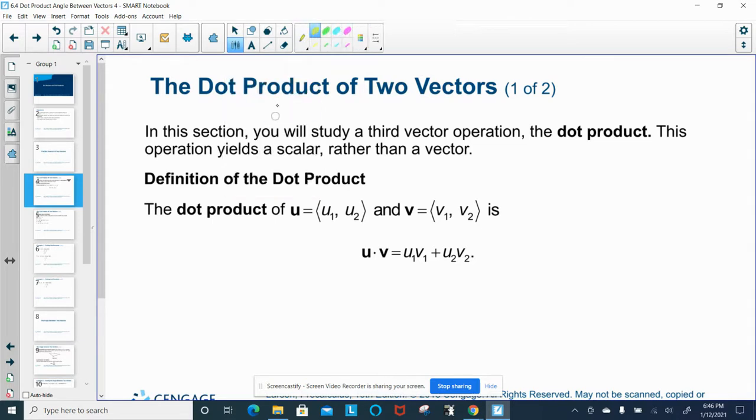I mean, it can be a fraction, but it is a regular number. It has no direction. So you take the x components or the horizontal components and you multiply them together, u1 times v1, and then you take the vertical components and you multiply them together, and then you add them. So you have a number plus a number is the dot product.